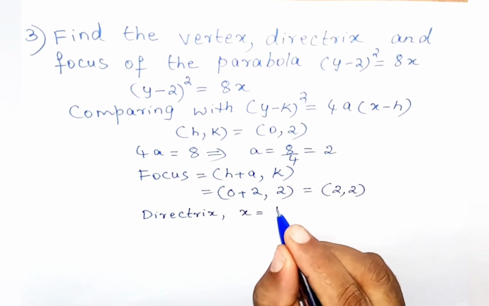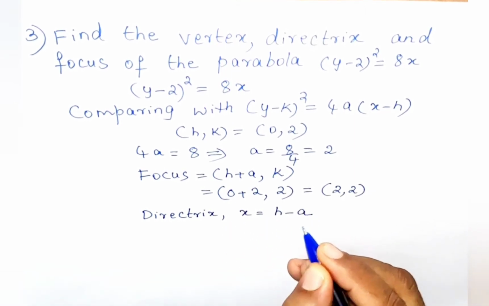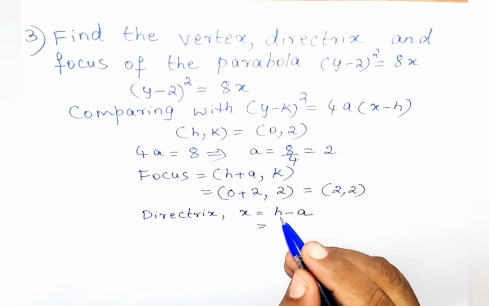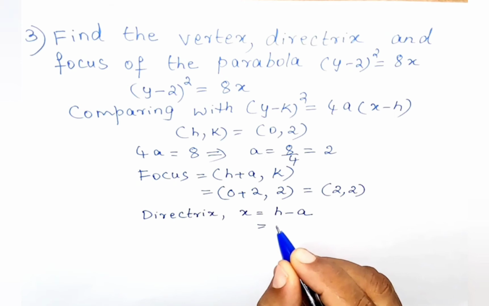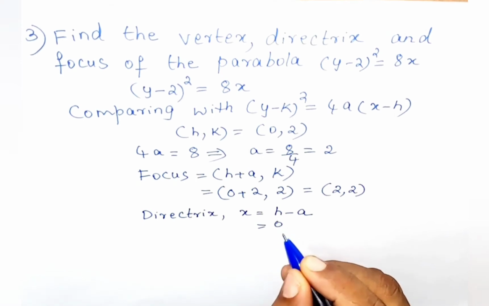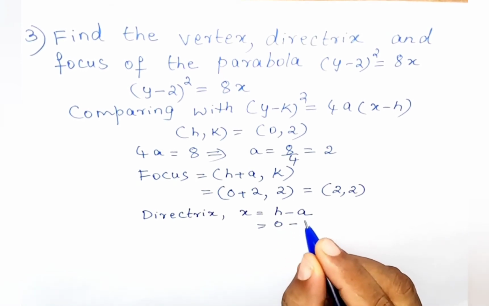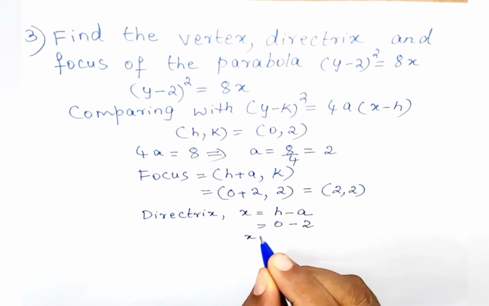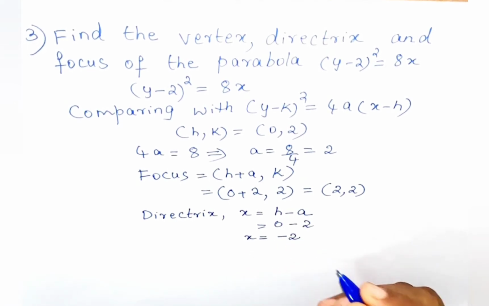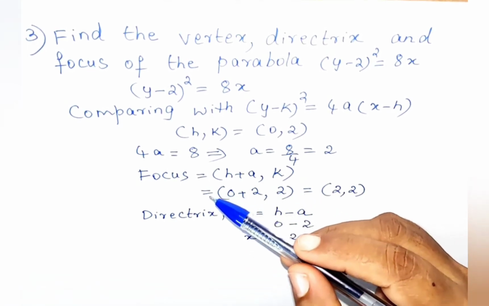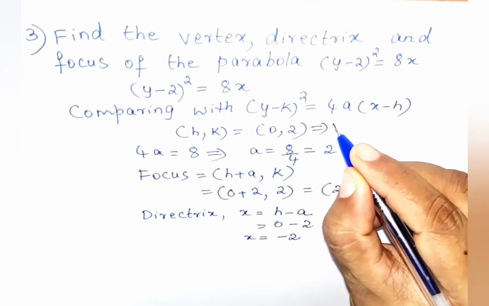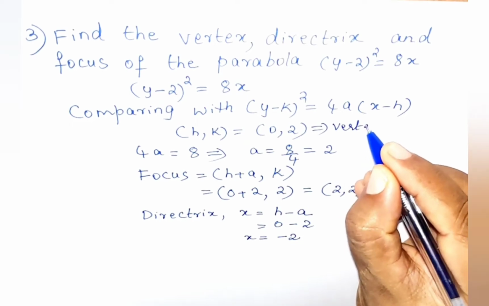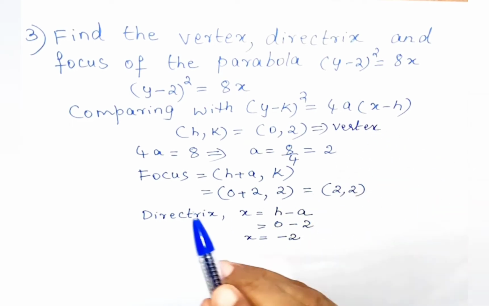What do you think is the formula for the directrix of the parabola? The formula for the directrix of the parabola is x is equal to h minus a. Our h is 0 minus a. A is 2, so 0 minus 2 is minus 2. So x is equal to minus 2 is the equation of the directrix. Hence we have found the vertex, directrix and focus in question number 3.